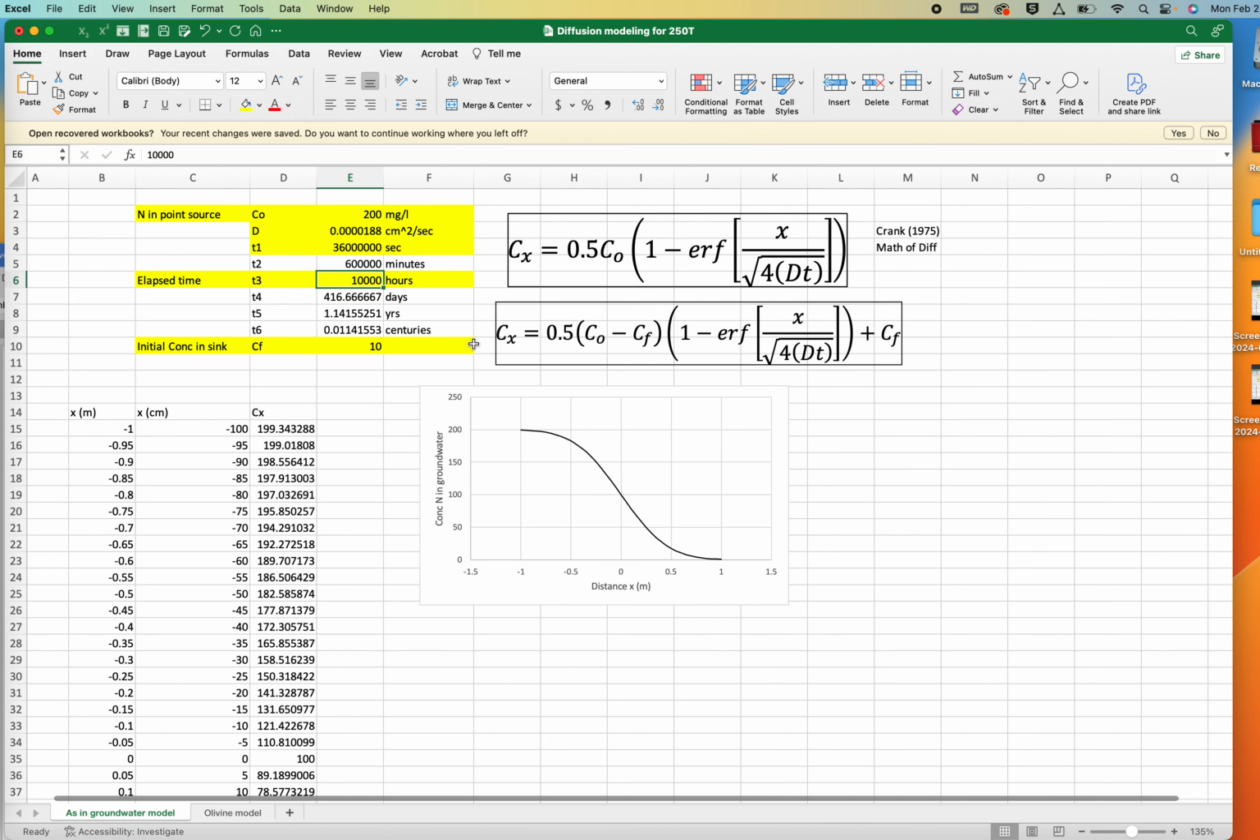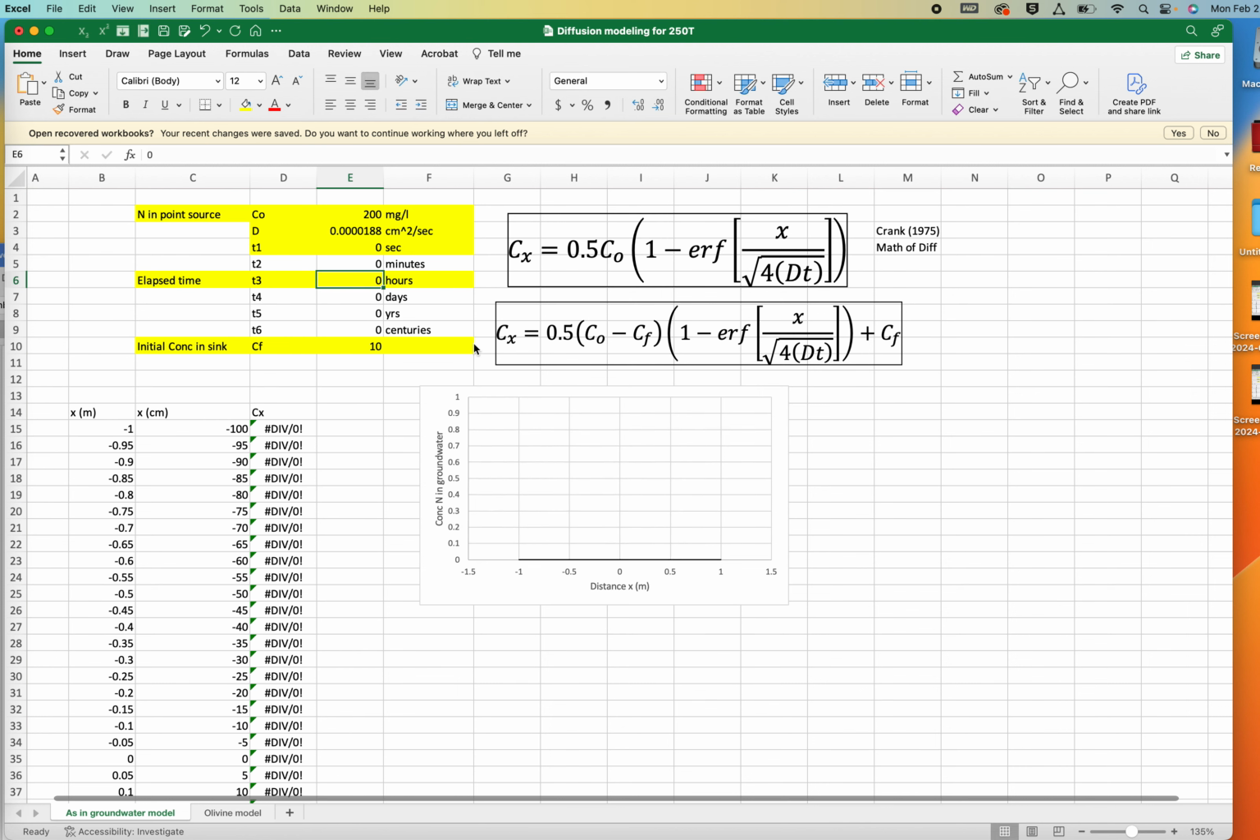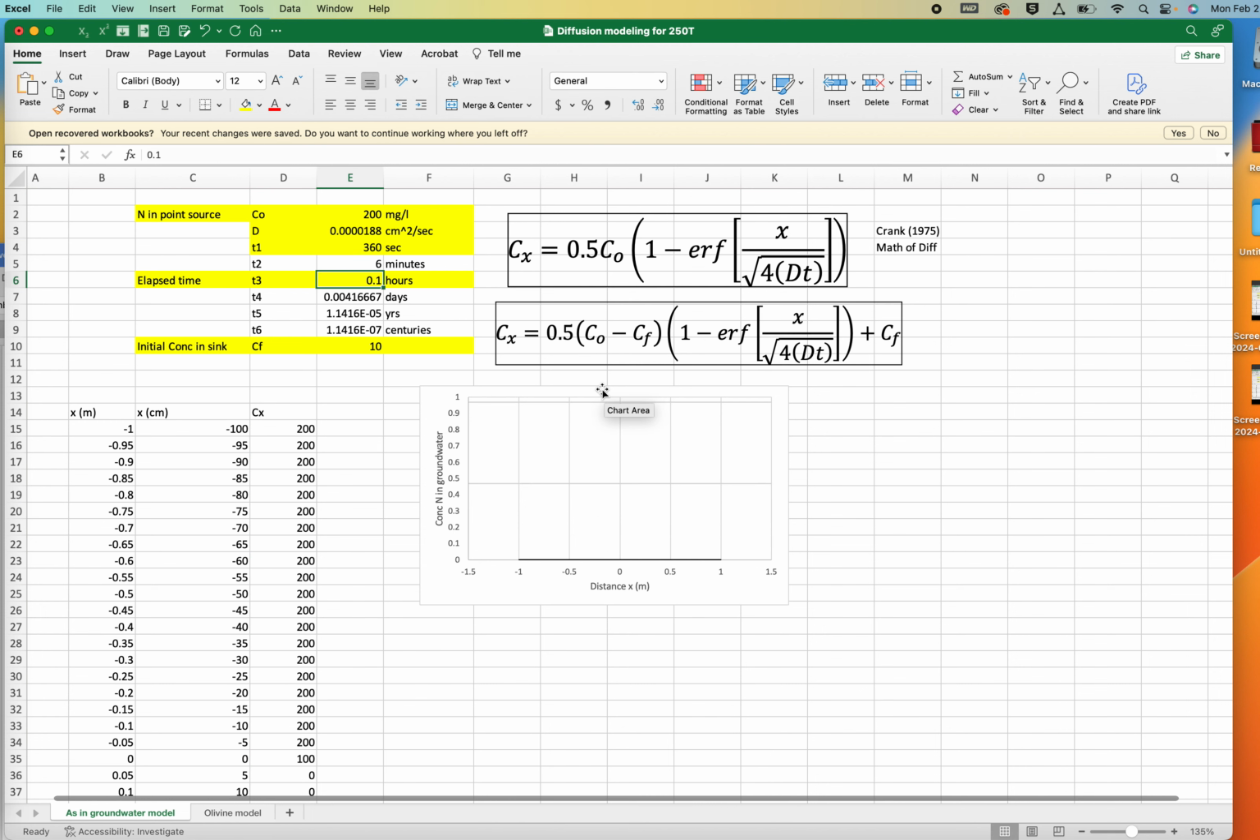If we have zero time that has gone by, then we get a, well, that's not very helpful. Let's try this. Let's say we have a tenth of an hour. Then we get something like a square function. This line here has a bit of a slope. But if we took a smaller interval here, this would really be essentially a vertical line and would get a square function because we'd have the initial concentration here from the contaminated point source and then a background that still has seen no contamination yet because not enough time has passed by.